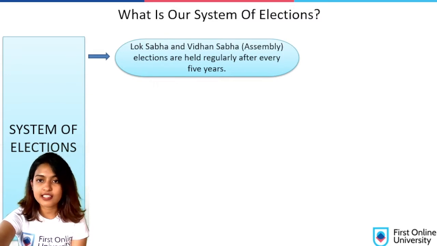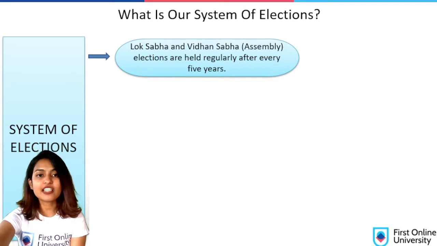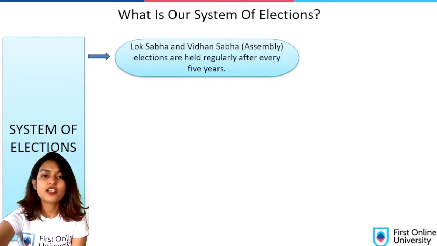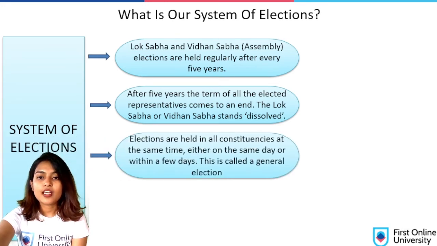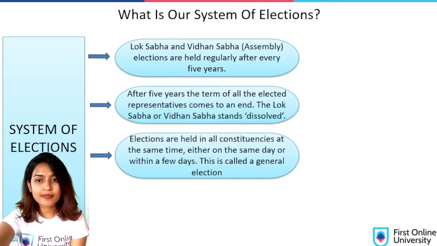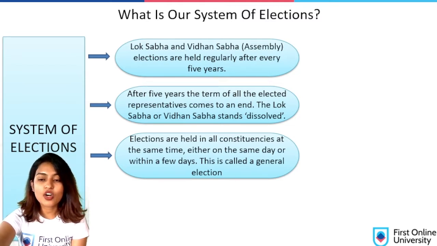state legislative assembly. These elections are held regularly at an interval of 5 years. After 5 years, the term of all the elected representatives comes to an end. The Lok Sabha and the Vidhan Sabha dissolve. Elections are held in all constituencies at the same time, either on the same day or within a few days. This is called a general election. So a general election is what you and I vote for.